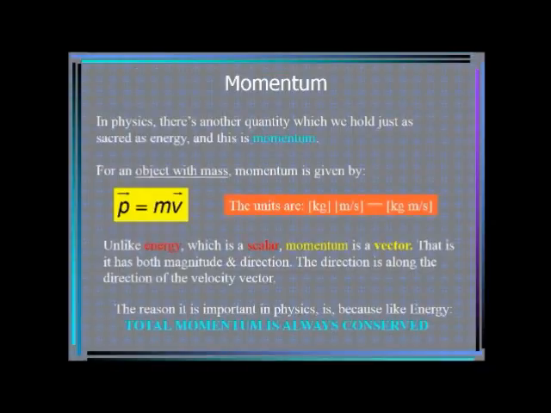Now in physics there is another quantity, that is the momentum. Momentum, you know, is mass times velocity. Unlike energy, which is a scalar, momentum is a vector because it has directions. Its direction is given by the direction of the velocity vector. The reason it is important in physics is because, like energy, total momentum is always conserved. In physics, we always assume the conservation of energy, so in this case the momentum should also be conserved.